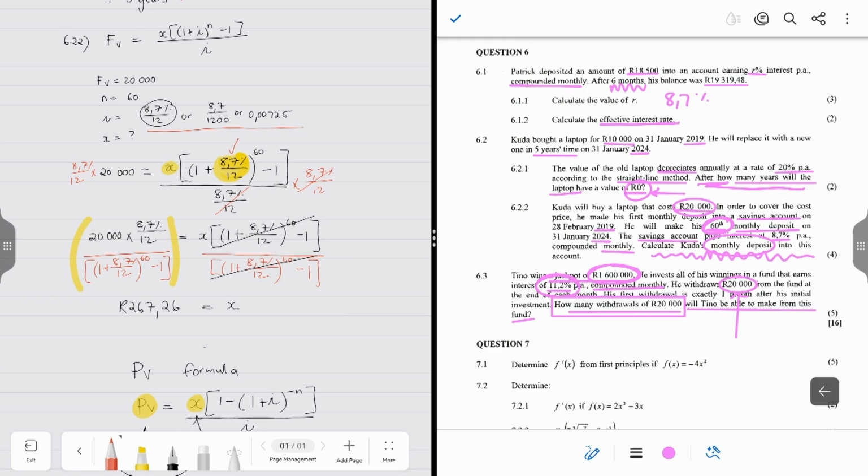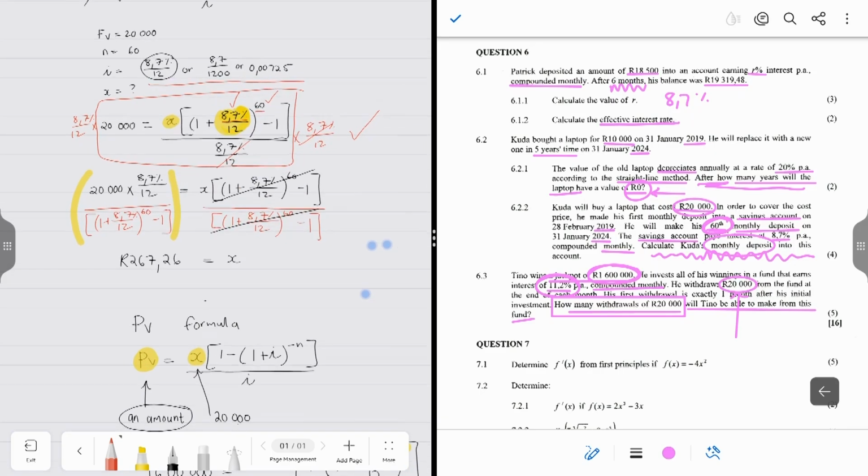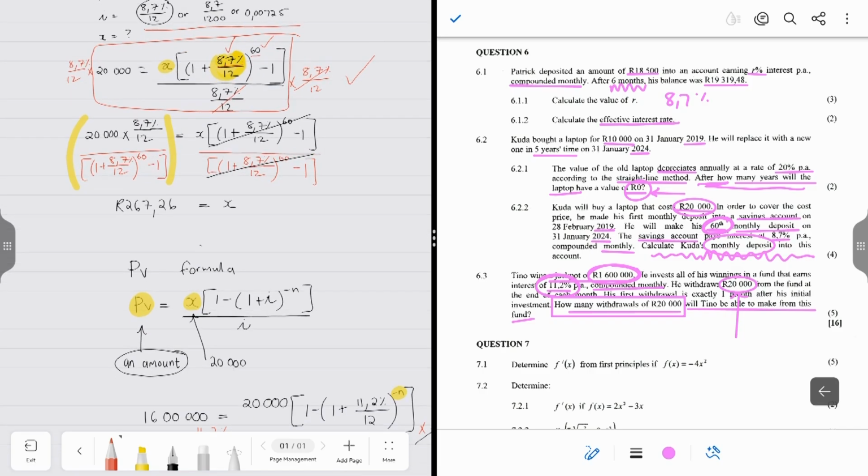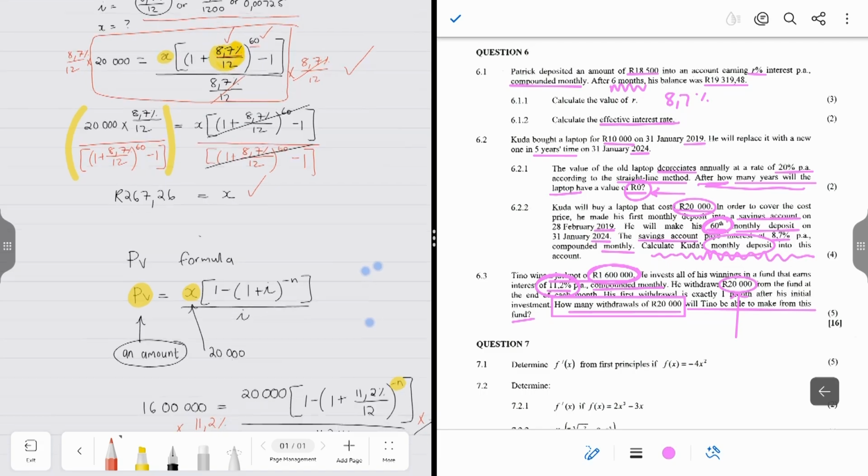1 mark for that, and then 1 mark for 60, and then a mark for subbing into the correct formula. So here's your formula. A mark for subbing in 20,000 and everything into the correct formula. So 60 and your i, you get the mark even if it is in the incorrect formula. So you will get marks. Don't not do the question. If you have some knowledge of what your interest rate is and how many months, put it into a formula. And then your final mark is for your answer mark. So you're getting 4 marks there. Be careful, and think about which formula you need to use.